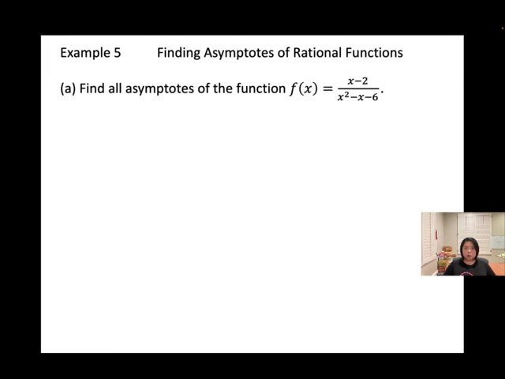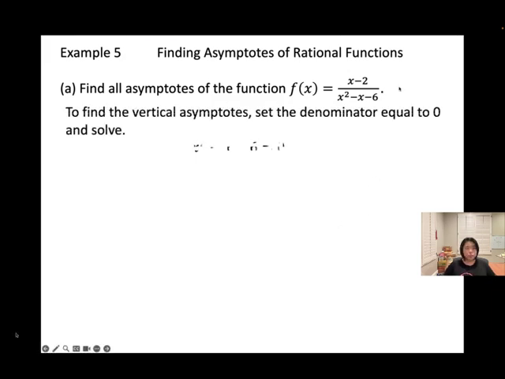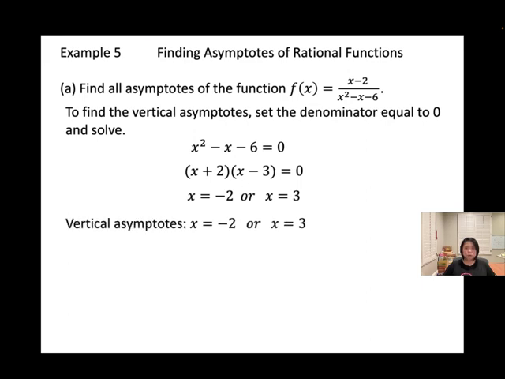Find all asymptotes of the function. So we do have a rational function. First, we're going to set the denominator equal to 0, and then we want to solve it. Factor it out, you're going to get x plus 2 times x minus 3. So x equal to negative 2 and x equal to 3. So these two equations are the vertical asymptotes.